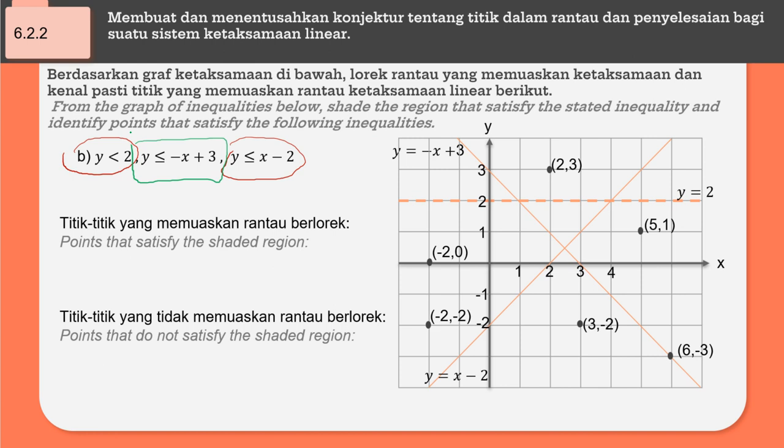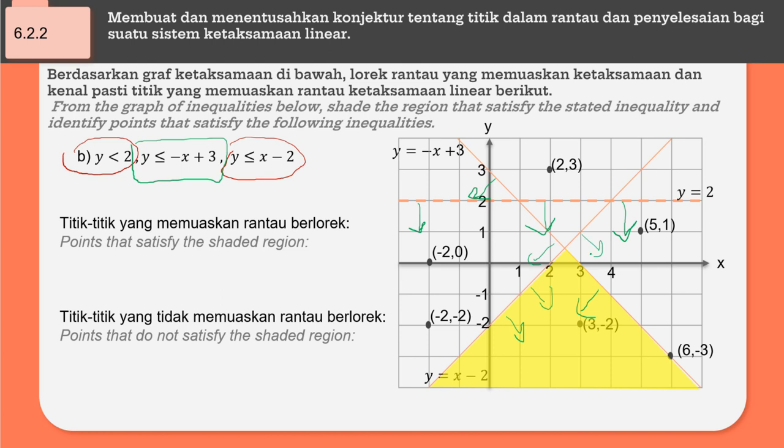We're trying to look at this one. Is it the same like the previous one? Let's look at this one first. This one y less than 2. So the first one, this region, and then the second one we have less or equals to negative x plus 3, so below the line. And then the third one, also below the line, y less or equals to x minus 2.